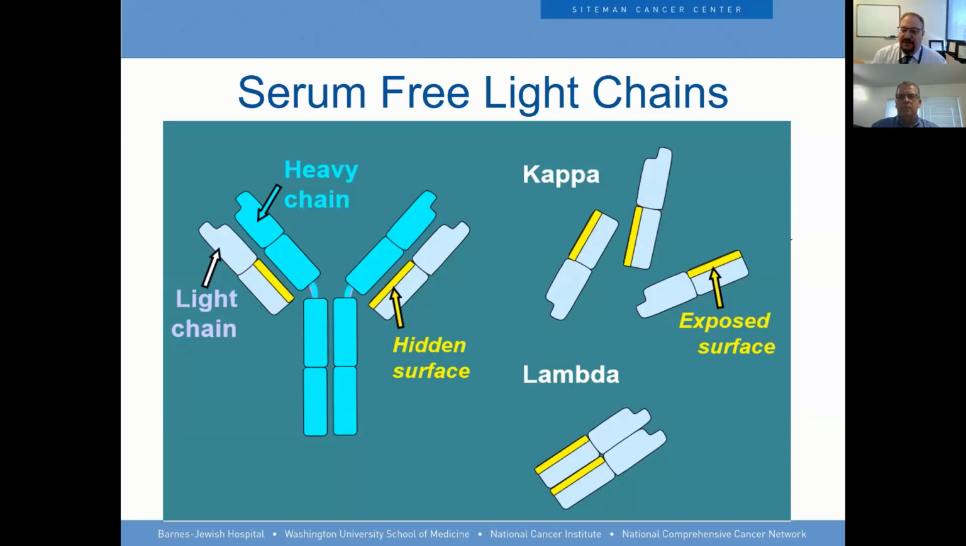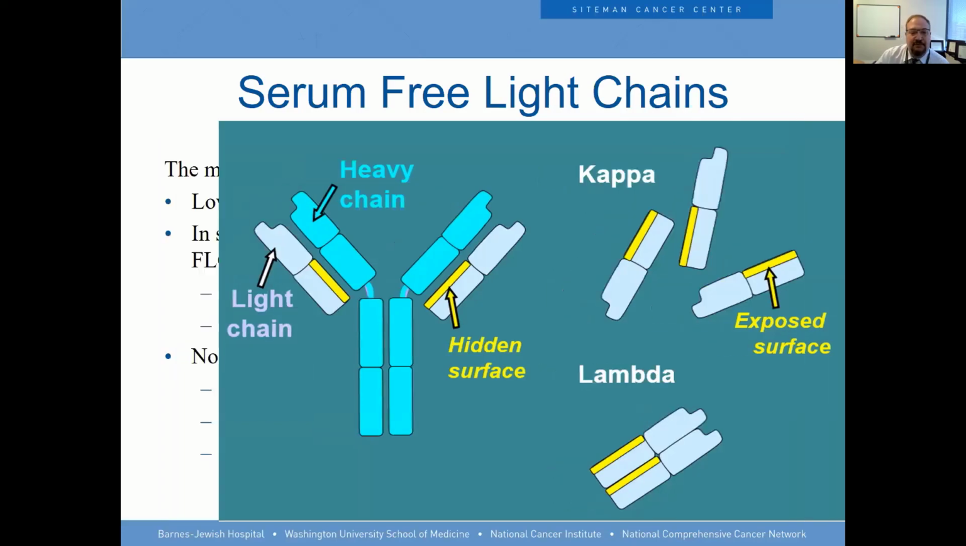The advantage of this test is that when we use serum protein electrophoresis and immunofixation, we can identify an abnormality in up to 95% of patients who have light chain amyloid. But if you add the free light chain test, you can identify almost 100% of patients who will have at least one abnormality in one of these tests.